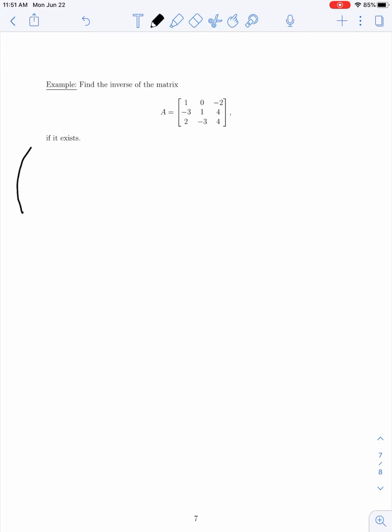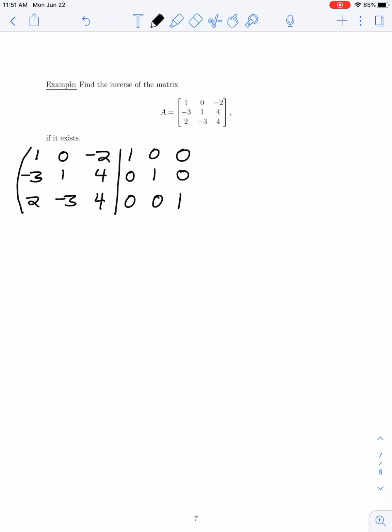So let's take a look here. We have the matrix A, which was 1, 0, -2, -3, 1, 4, and 2, -3, 4. And we're augmenting that with the 3x3 identity: 1, 0, 0, 0, 1, 0, and 0, 0, 1. So I want to try to row reduce this matrix A to the identity matrix and keep track of the same operations that I would perform on the identity matrix itself on the right-hand side of this augmented matrix.